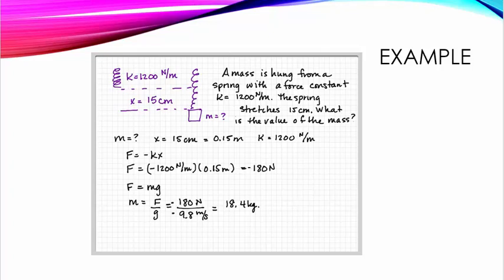We use Hooke's law, which is force is minus kx, and our force is going to be equal to minus 1200 newtons per meter times that 0.15 meters, and that's going to equal negative 180 newtons. And then we plug that in to our force equation, and we have 180 newtons divided by a negative 9.8 meters per second squared is going to give us 18 kilograms.